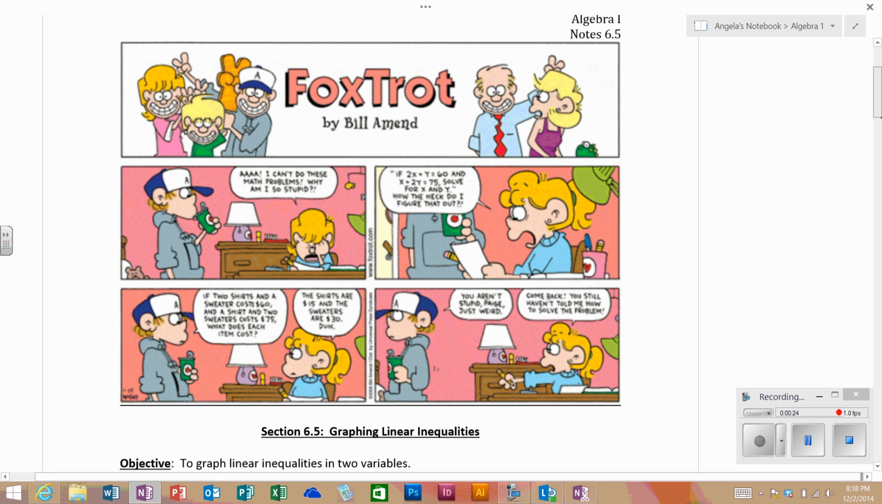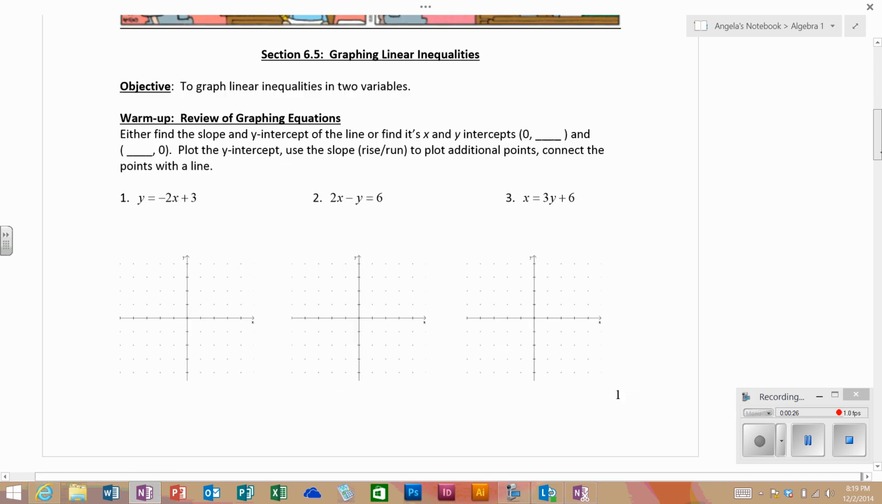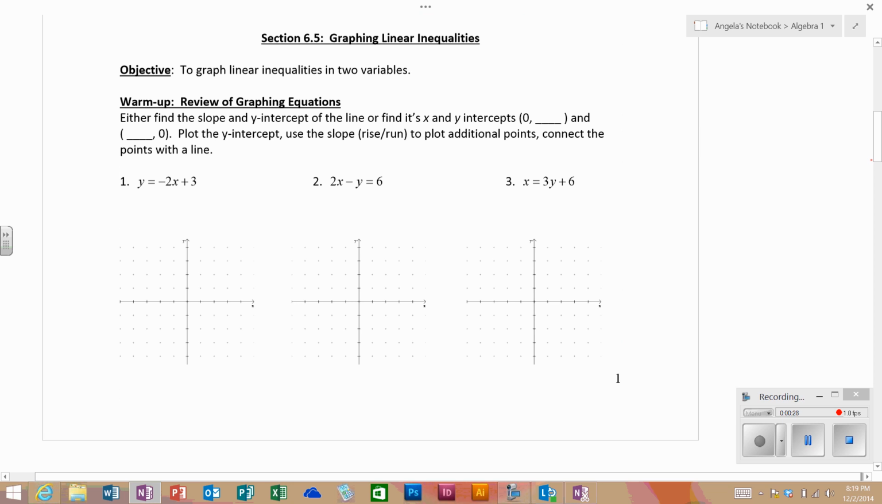But let's get started. So in this section, we're going to look at graphing linear inequalities. But I want to start by reviewing how to just graph regular equations, because you guys still struggle with that sometimes. So there's two ways you could graph. You can either find the slope and the y-intercept and plot those, or you can find the x and y-intercepts. That's when you have 0, comma, whatever the y-intercept is, and x-intercept, comma, 0. And so we would plot those and then connect those.